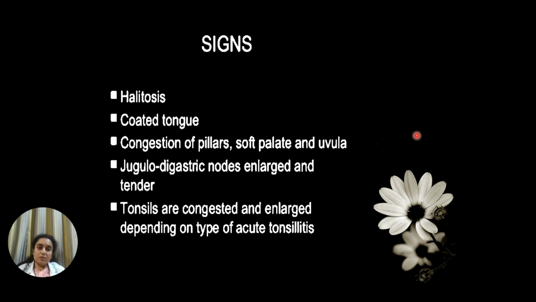So, what are the signs? They'll have bad breath from the mouth, that's halitosis, a coated tongue, congestion of the anterior and posterior pillars, as well as the soft palate and the uvula. The jugulodigastric lymph nodes are enlarged and tender on palpation, and the tonsils themselves are enlarged and congested.